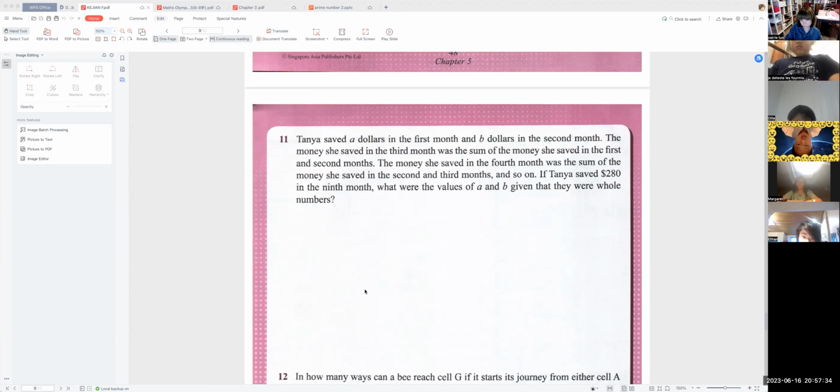Daniel saved $A in the first month and $B in the second month. The money she saved in the third month was the sum of the money she saved in the first and second months. The money she saved in the fourth month was the sum of the money she saved in the second and third months, and so on. If Tana saved $280 in the ninth month, what were the values of A and B given that they were whole numbers? Okay.